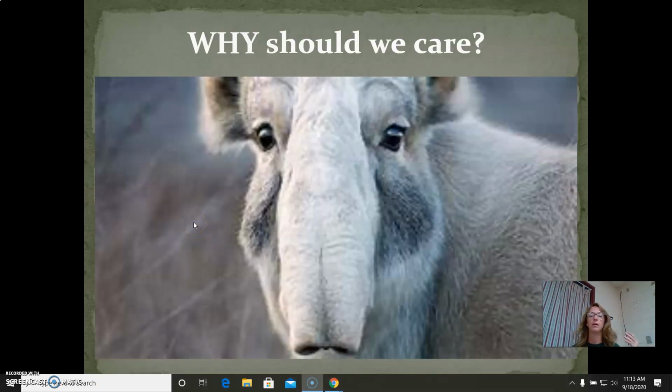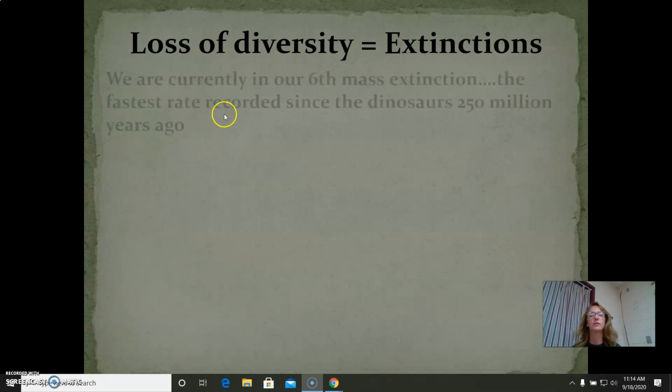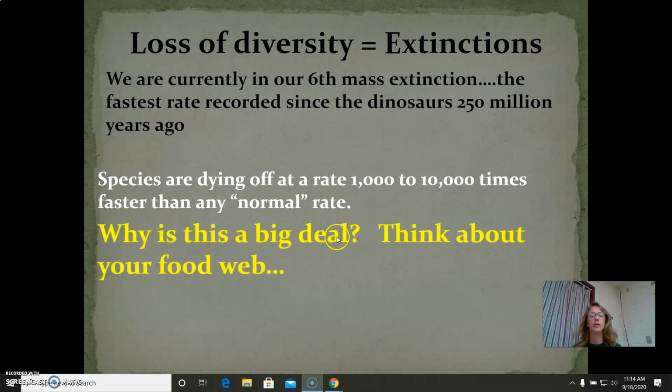So why do we care? Maybe you don't care about the environment, maybe you don't think this is a big deal, but as we lose diversity, more and more organisms become extinct, and we are currently in a mass extinction process. So there have been 5 other mass extinctions that we have measured on our planet, and we are in the 6th extinction. Species are dying off at a rate 1,000 to 10,000, so pretty big range because we don't know, but they are dying off faster than any normal rate of extinction. So this is a big deal because of what we know about a food web.